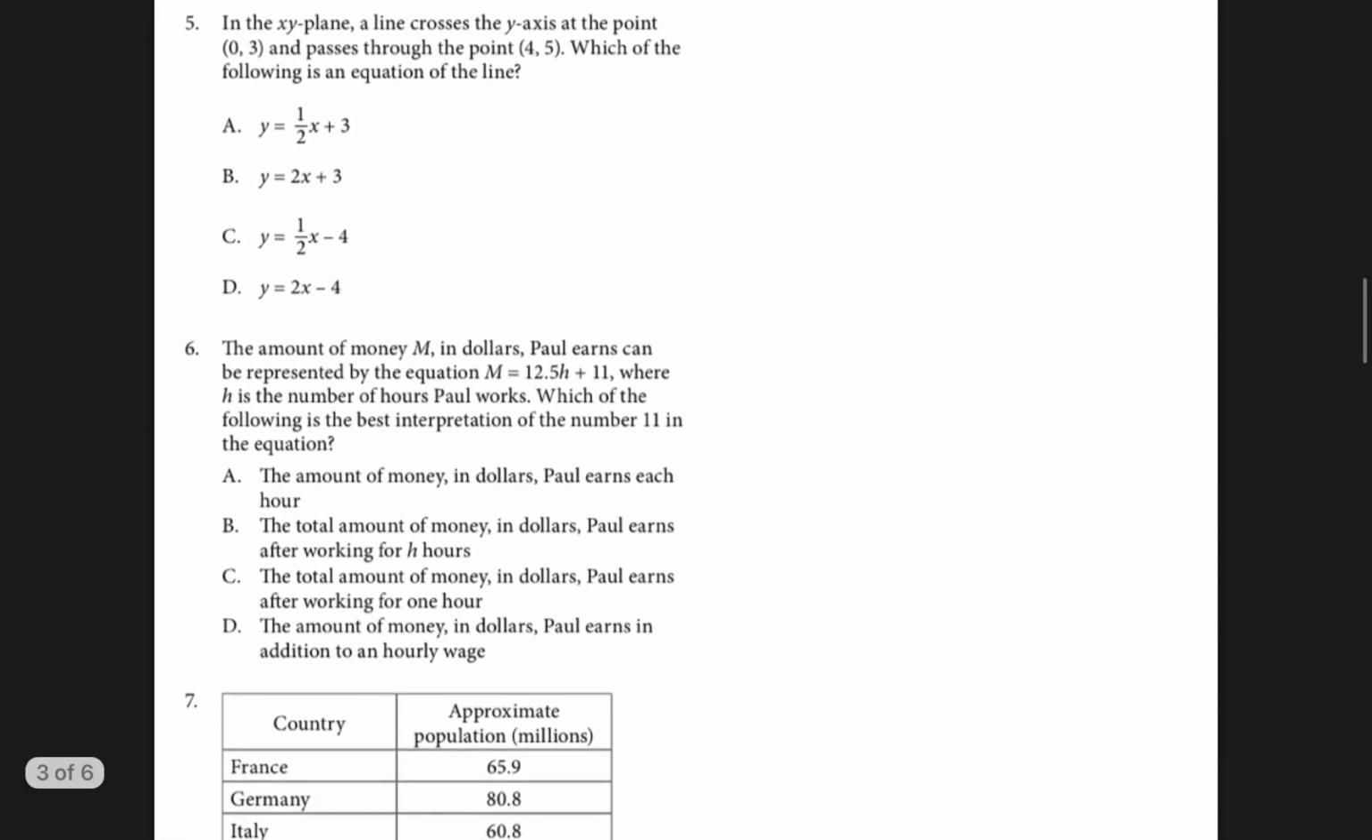Okay. Number 5. In the XY plane, a line crosses the y-axis at the point 0, 3 and passes through the point 4, 5. Which of the following is an equation of the line? So we know it's y is equal to mx plus b. And it says it crosses the y-axis at 0, 3. So the y-intercept would be 3. So y equals mx plus 3.